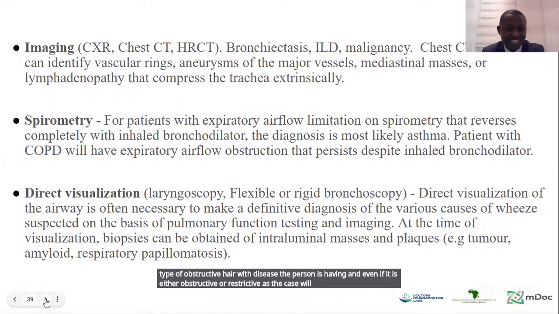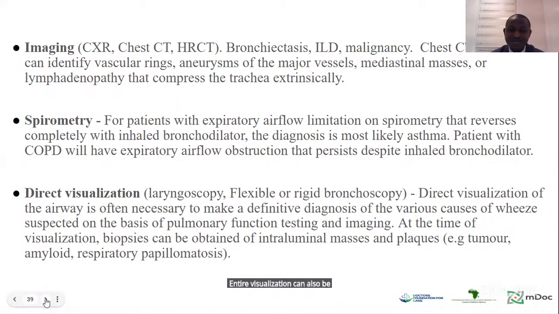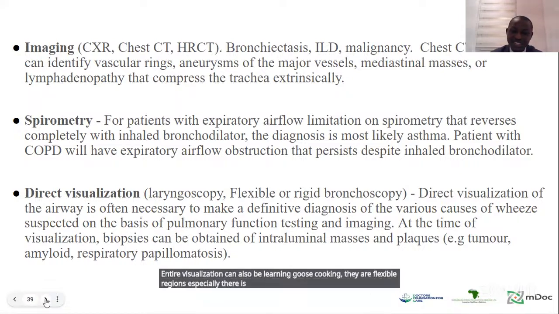Indirect visualization can also be helpful. Laryngoscopy, that is flexible or rigid, especially if there is a history of foreign body aspiration.